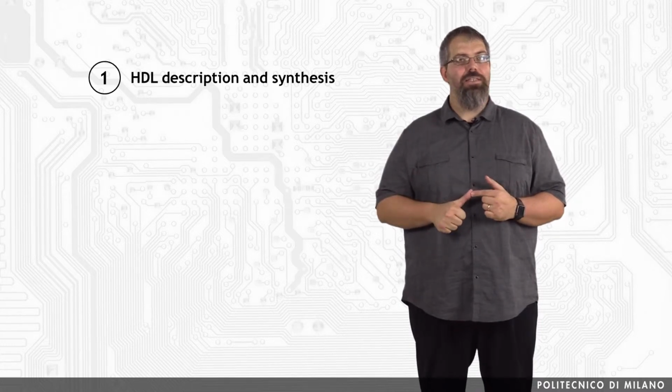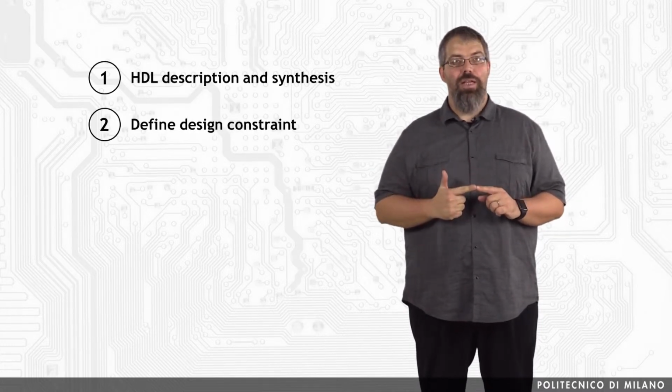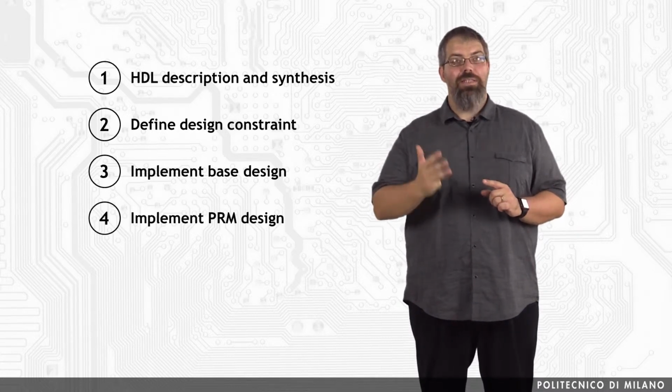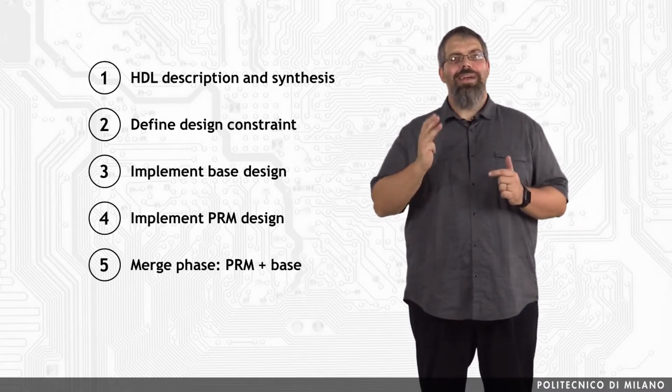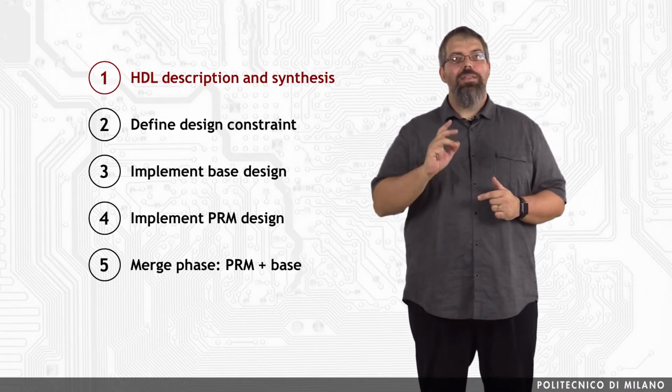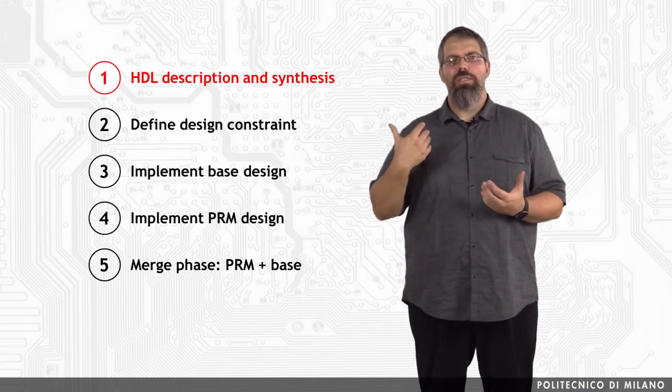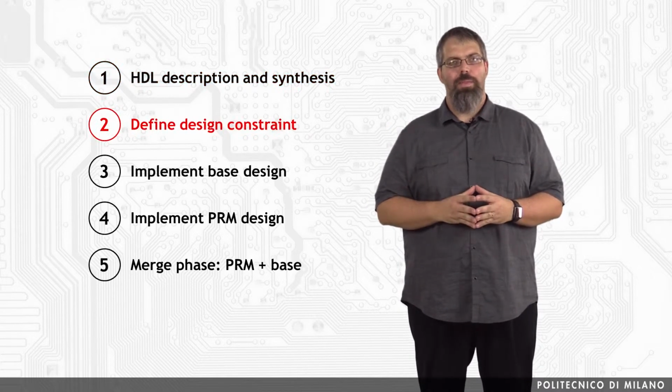All these benefits have been introduced into a design flow which is now extending the module-based one by going through 5 phases: HDL description and synthesis, define design constraint, implement base design, implement PRM design, and merge phase, PRM plus base design. The HDL description and synthesis phase has remained the same as it was in the module-based flow.